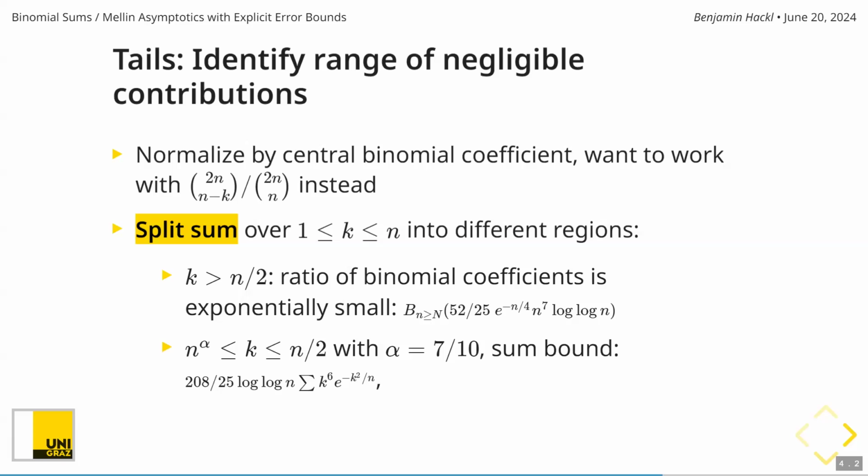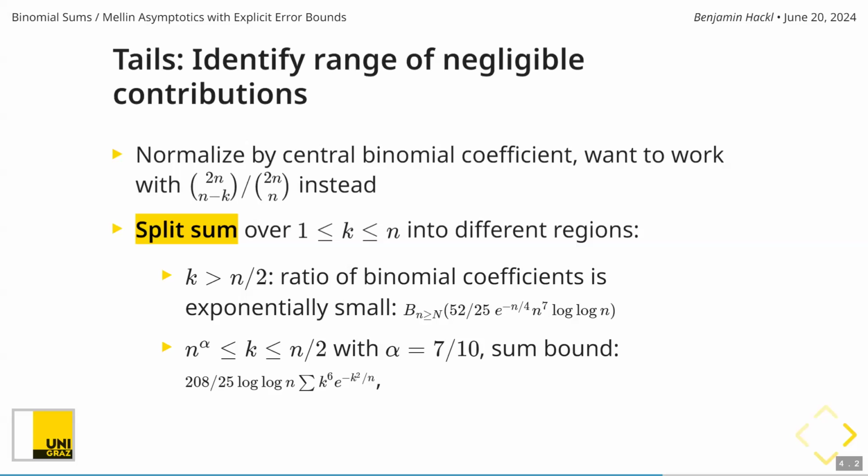Basically, we take the sum, we choose a value of alpha, which is in this case 7/10, and we consider the region from n to the 7/10 to n half. So the part that comes before, so to say. In this region, we can still probably work out things by hand mostly. I think Stefan did actually. In this region, we can bound the sum that we have directly by this expression over here.